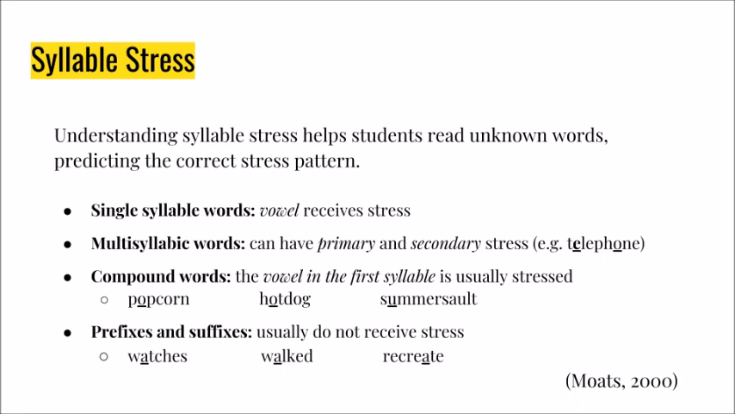For compound words, the vowel in the first syllable is usually stressed: popcorn, hot dog, somersault. Prefixes and suffixes usually do not receive stress. An example of this is the word watches. The suffix is the es at the end of the word, which does not receive any stress. The stress in the word is in the root word watch.